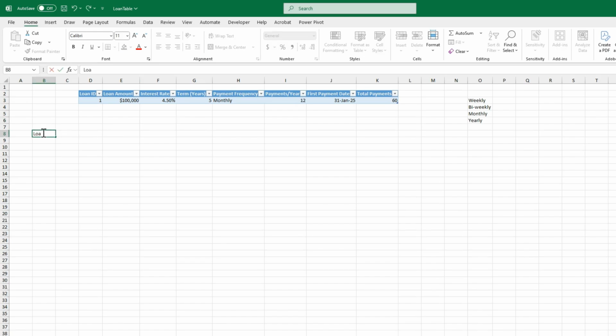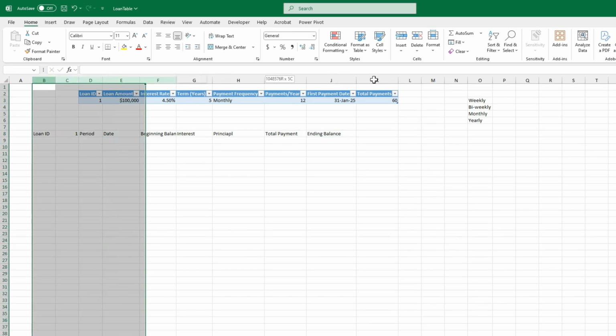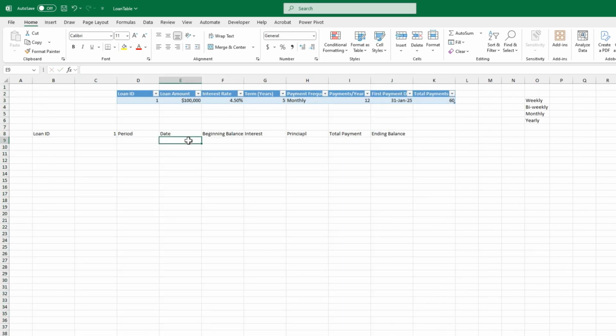So I'm just going to really quickly put loan ID here. And then I have 1 here. And then our table is actually going to start just right next to it. Let's say we start off with the period. We have our date. We have our beginning balance. After that, we're going to have our interest payment, our principal payment, our total payment, and then our ending balance. And these are all the necessary things to know. And we'll make a good table right here.